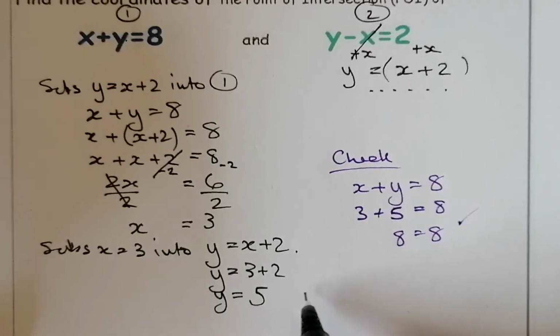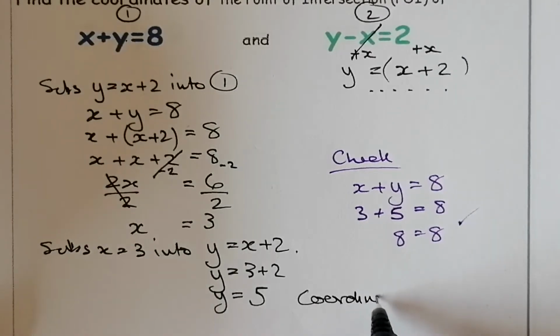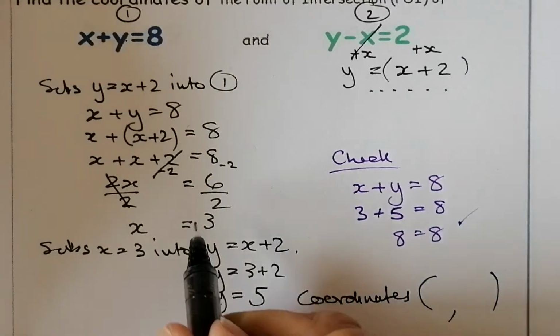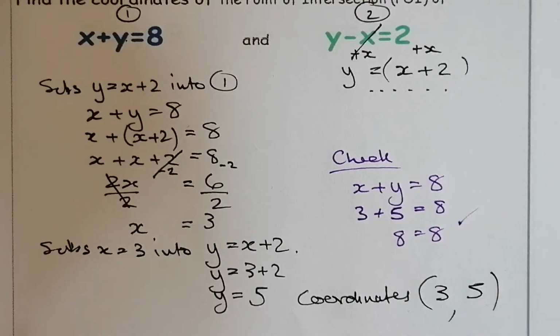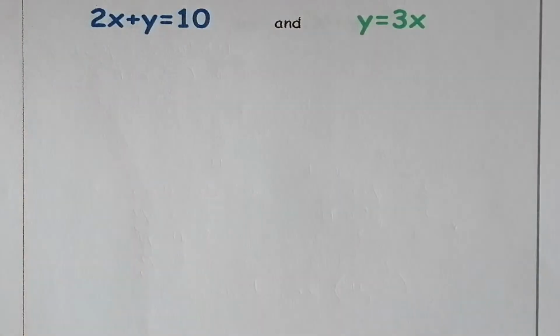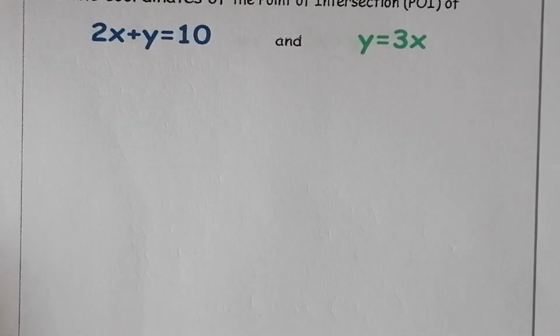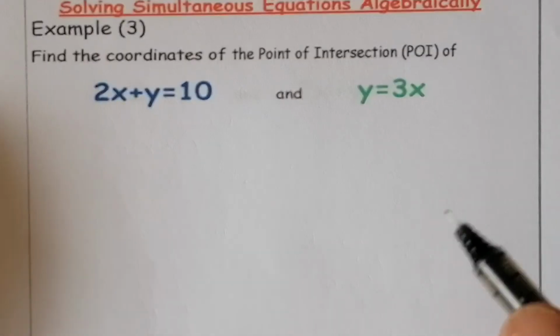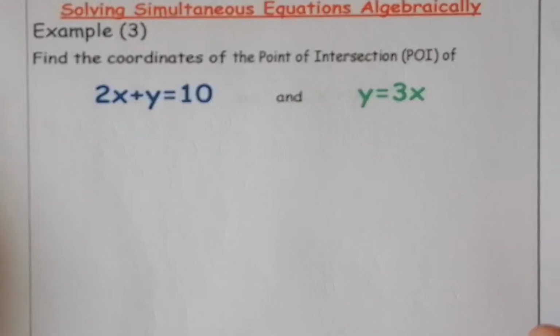So I'm going to write down the coordinates. Okay, and when I write the coordinates, that's me finished my answer. So it's going to be 3, 5. That's that one done. Okay, going on to the next one. And we'll just continue and work along and use the same process. So this question looks a wee bit different. Okay, let's go ahead with this one.